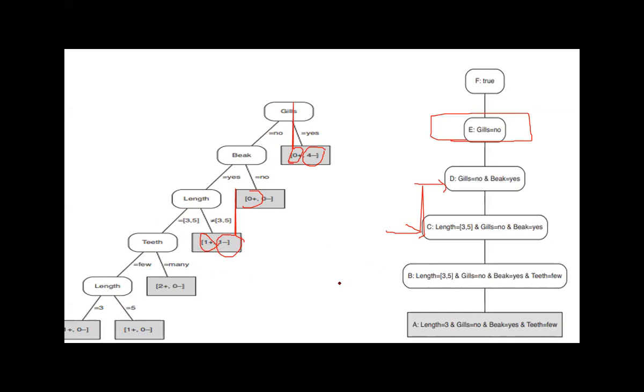Similarly, consider B. Length is already given as 3.5, and T, with gills no and bake yes. Teeth few or many. If there are many teeth, then it covers 2 positives and 0 negatives. If teeth is few, then the final condition: if length is equal to 3, it covers 1 positive and 0 negative. And if the length is 5, it covers 1 positive and 0 negative.